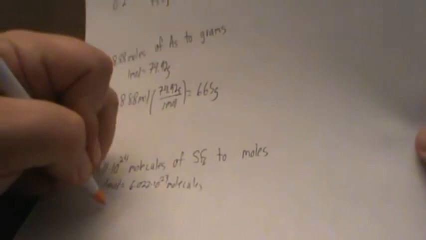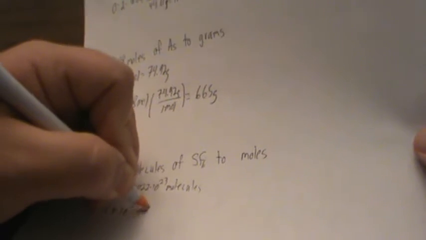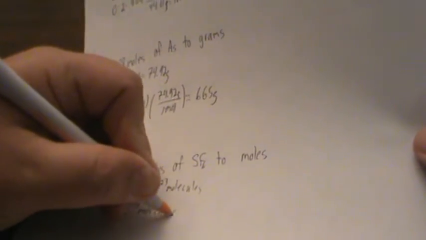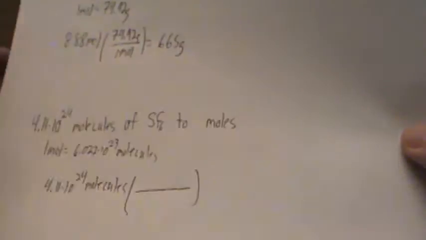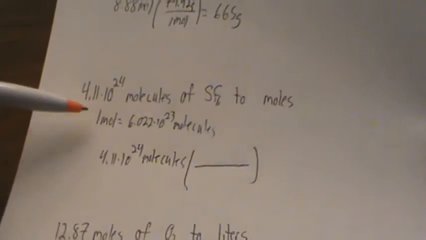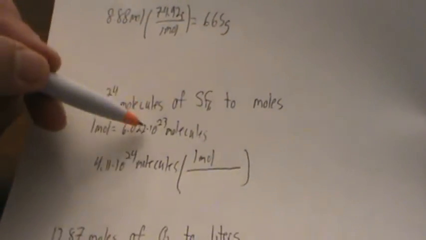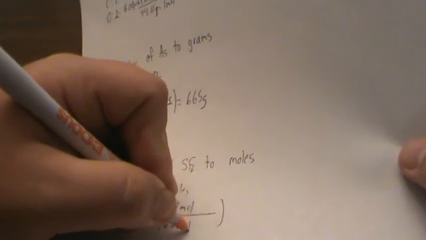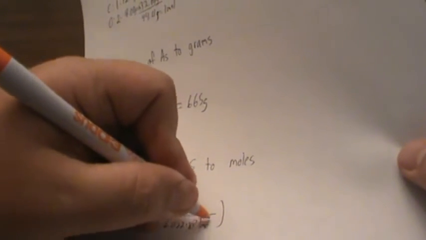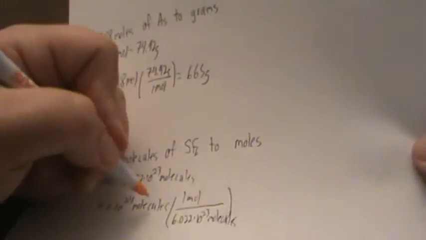Alright, so let's set this up. 4.11 times 10 to the 24th molecules. And since we're going to moles, we're going to put the 1 mole up in the numerator. Down in the denominator, we're going to put Avogadro's number. So that molecules gets canceled out.